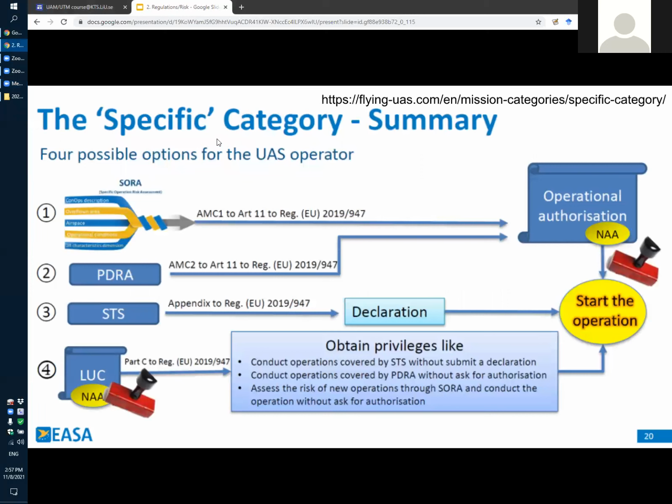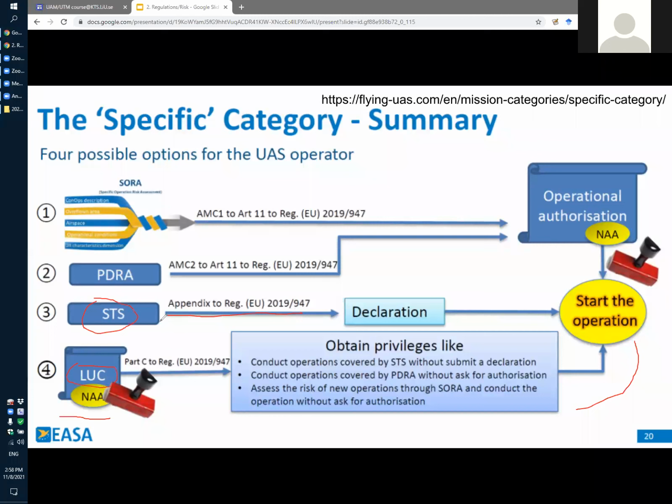But still, staying with the regulations, there are several ways in which you can get approval. And I will go bottom up. You can get something called a light UAS certificate. If you are so good that you can prove to the authority that you can do operations safely, then you can just go and start operation if you get this certificate, the light UAS certificate. If you are not, then you can do something called standard scenarios.